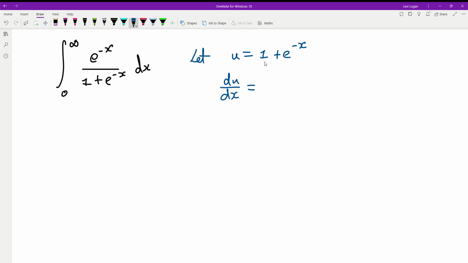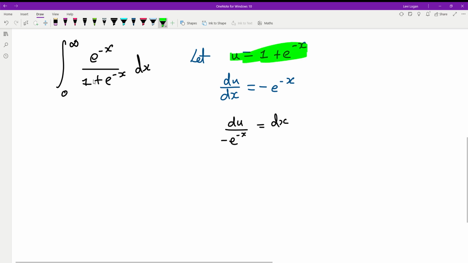The differential of 1 is just 0. The differential of this is going to be negative 1 times e to the negative x. And what we want to do is rearrange for dx. So to get dx by itself, we would have du on negative e to the negative x equals dx. So now we can make a clean substitution for this into here, and we can make a substitution for this into here, okay?